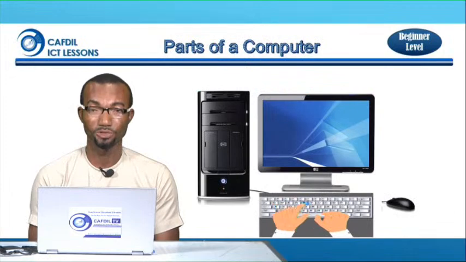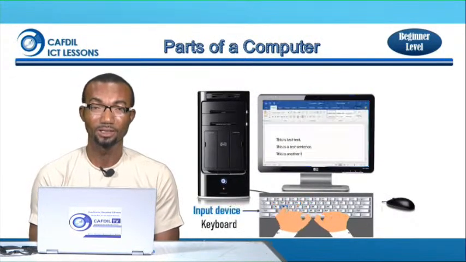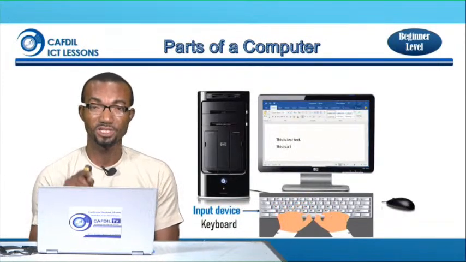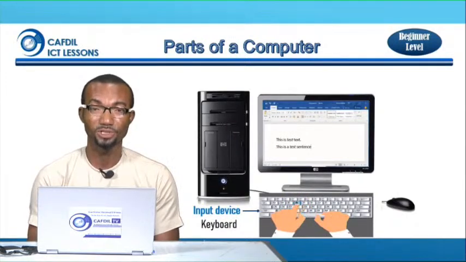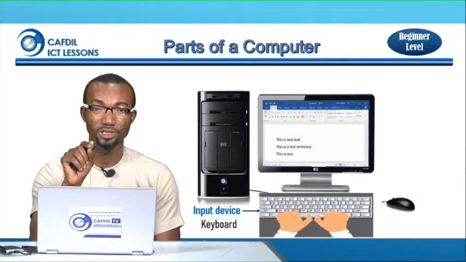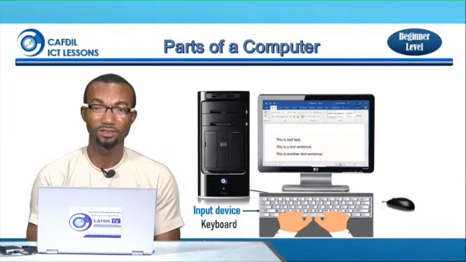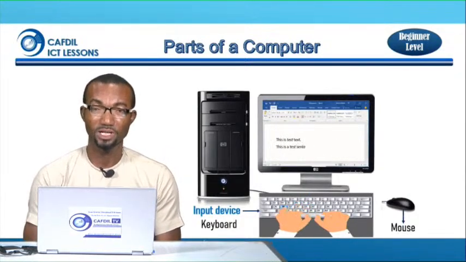This is a desktop computer. And what are its parts? Every computer should have an input device through which data can be sent into the computer system. Here the keyboard is the input device, which helps us to feed data. The mouse here is also an input device.